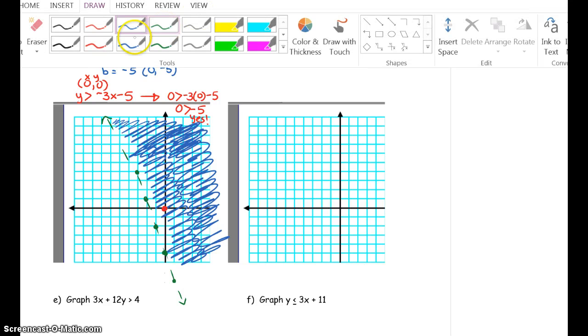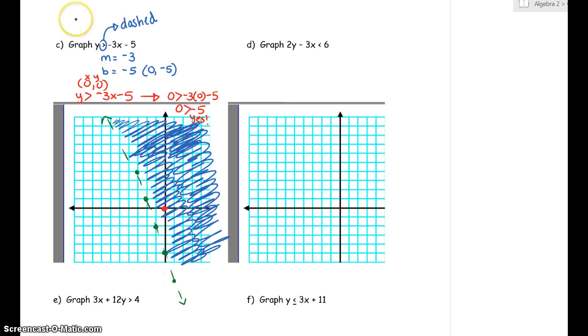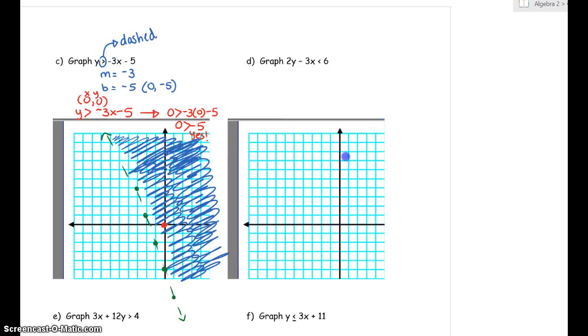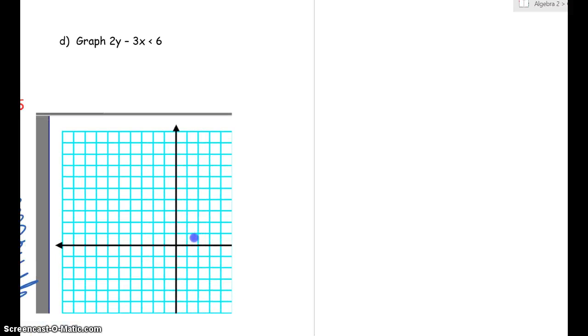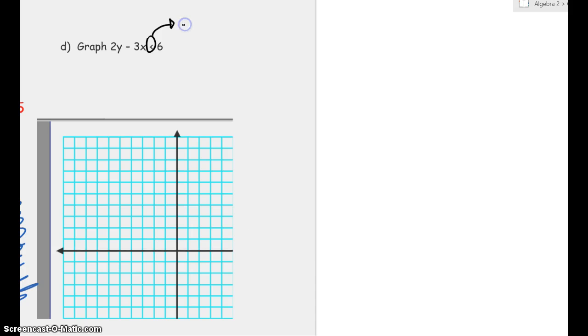Alright, let's look at this second one, D. This is the last problem we'll do. I'm going to move it to the side here. Alright. There's a lot to be done here, so let's start with the inequality. Solid or dash? What are you thinking, Joe? Yep, you got it. Dashed.